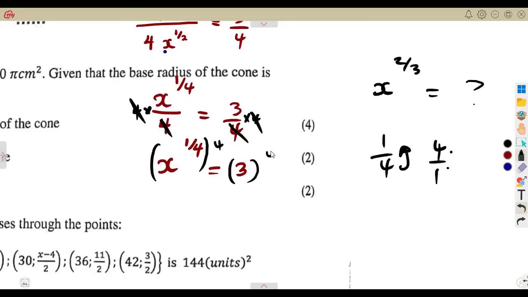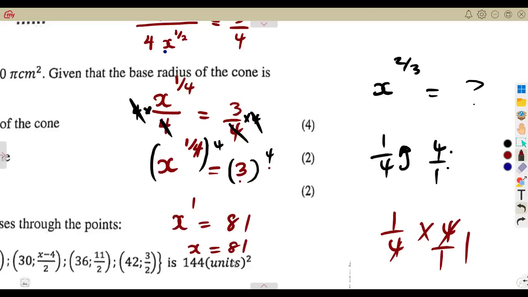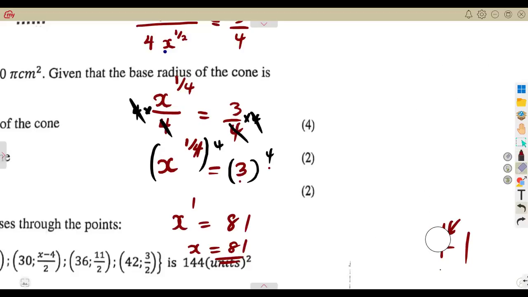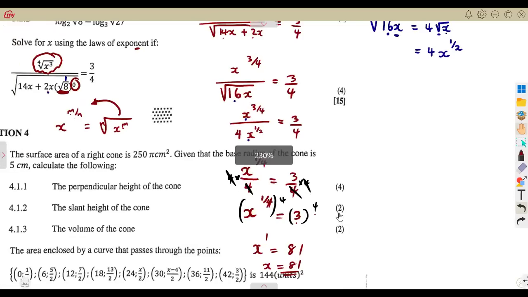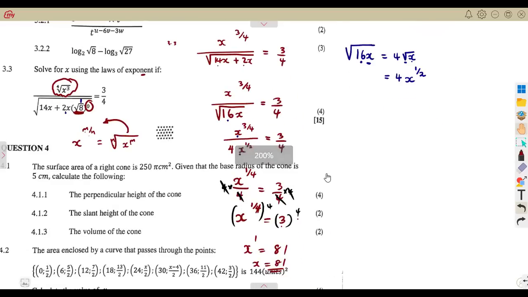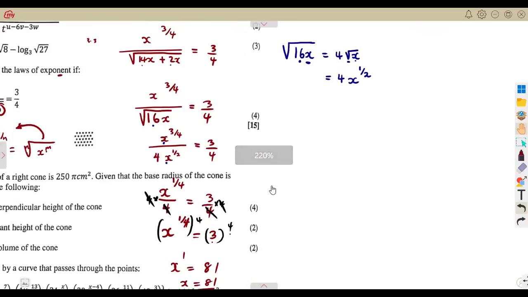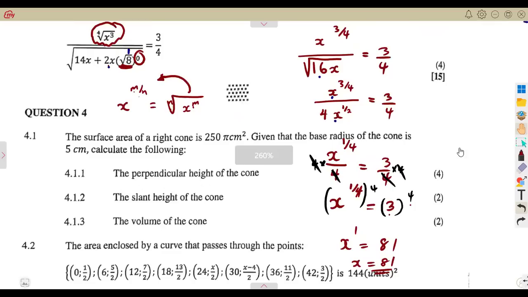You also raise this to the exponent of what? 4 over 1. So that this will cancel, guys. Remember, a number times its reciprocal gives us a 1. So this will be x to the exponent of 1 equal to 3 to the exponent of 4, which is 81. So x is equal to what? To 81. You can also prove this by substituting into your equation, guys, the value of x that you just calculated, and see if it is going to make sense. All right, so this is what you were supposed to just have done. I don't know which way you applied, guys, but you must have the same value of x.